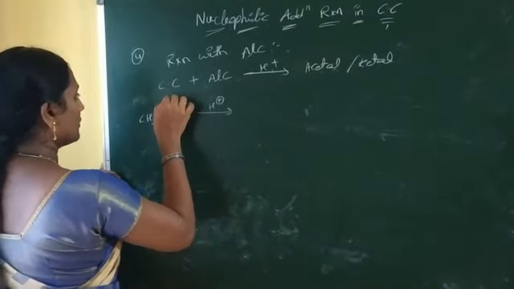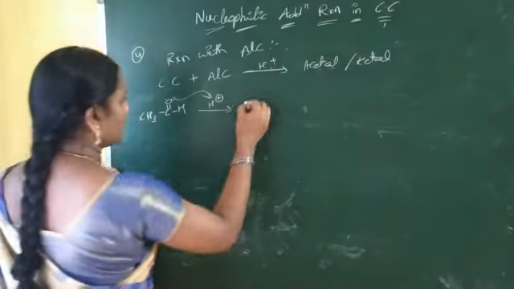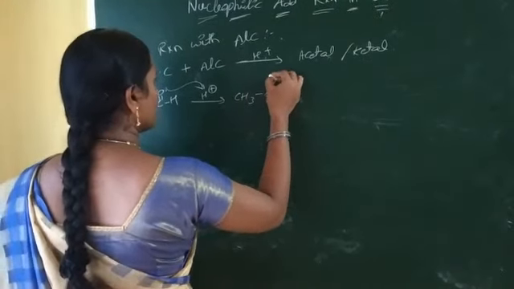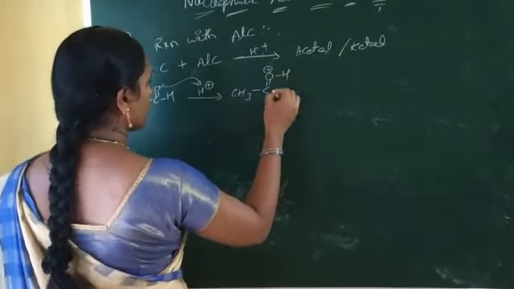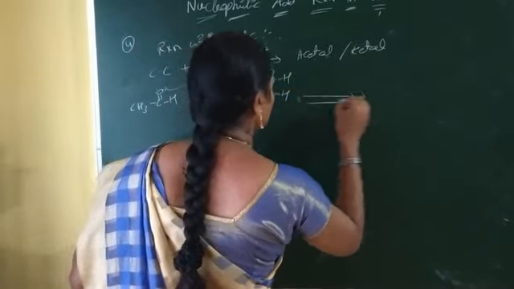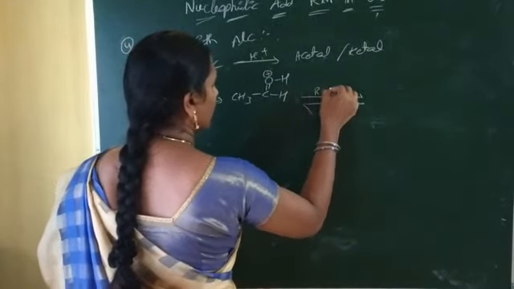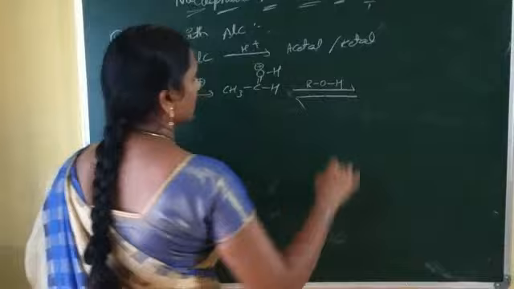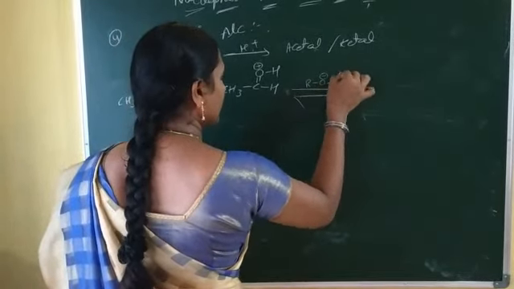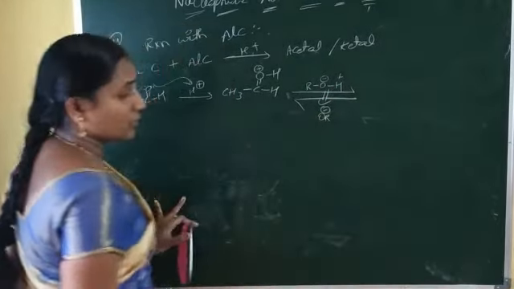Now oxygen has two lone pairs of electrons. One lone pair of electrons abstracts this H plus ion to form OH. This oxygen has a positive charge. Now this compound is treated with alcohols like ROH. On ionization, alcohol forms OR minus and H plus. In this, OR minus is acting as nucleophile.